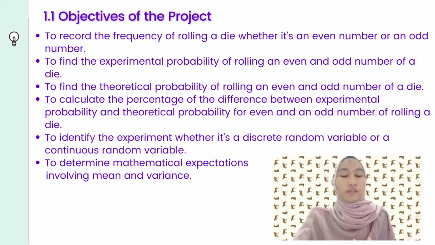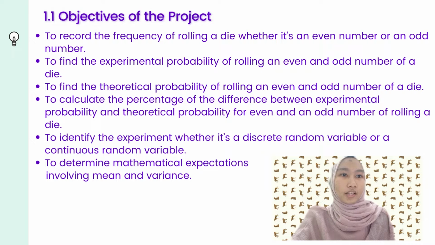One of the objectives is to record the frequency of rolling a die, whether it's an even number or an odd number. The second objective is to find the experimental probability of rolling an odd number of a die. Third, to find the theoretical probability of rolling an even and odd number of a die.